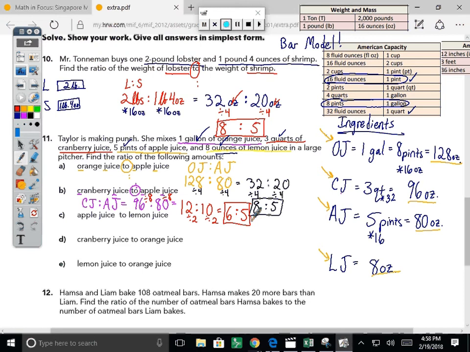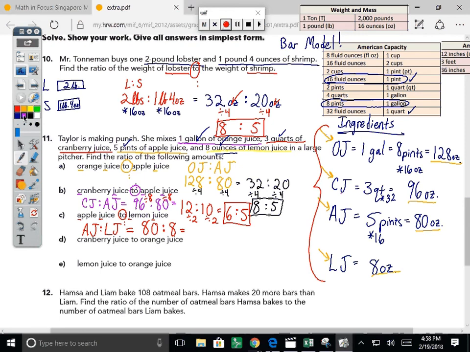We want to continue the same strategy for the other parts of problem number 11 here. So I'll do one more with you and then see how you're able to finish that up on your own. So next it says apple juice compared to lemon juice. They want apple juice as my first term, lemon juice as my second term, and I will show you what that's the same as. So off to the side here, notice I'm not going back to my story problem. I already converted everything over here. Apple juice gets 80 ounces. And lemon juice, that's down here. That got 8 ounces, didn't it? 8 ounces.